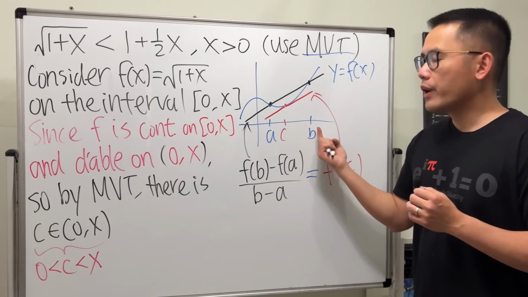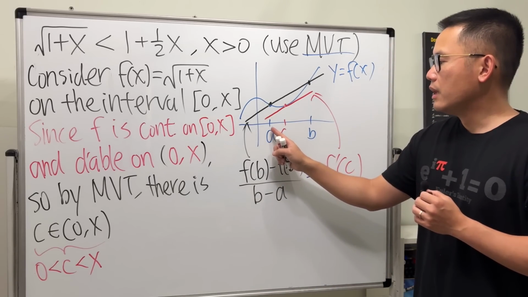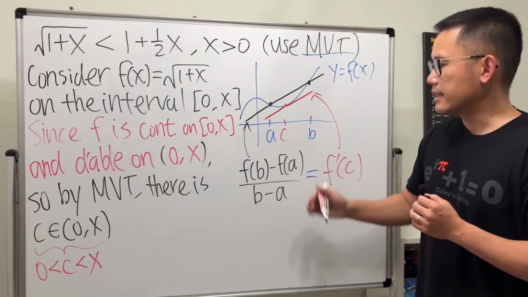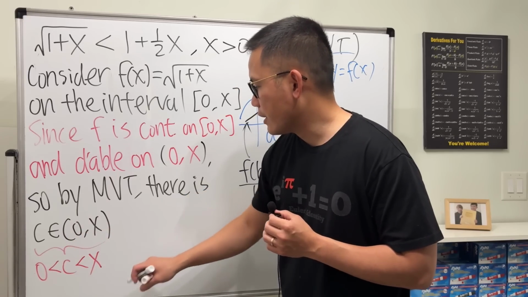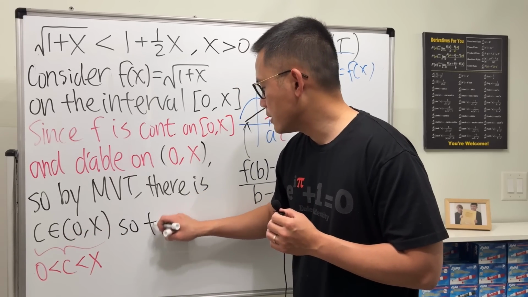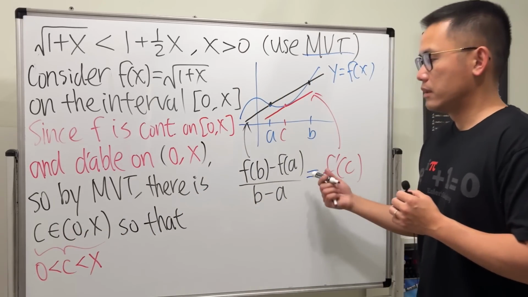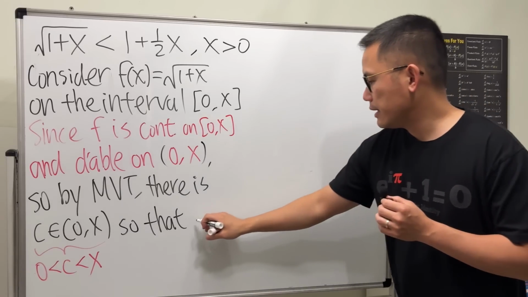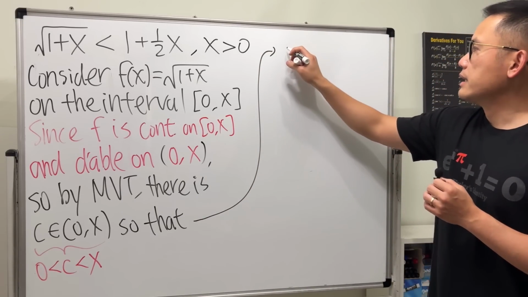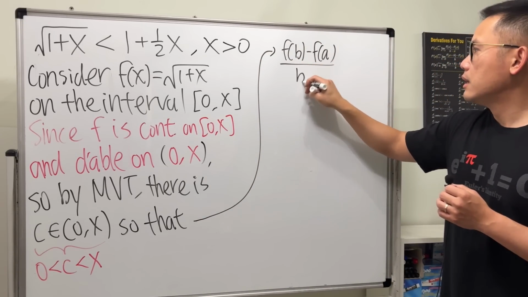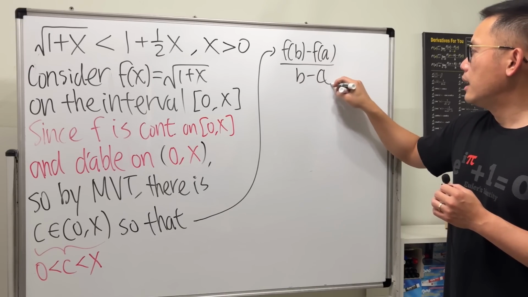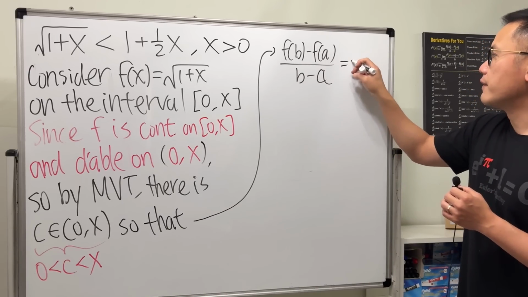Right? Meaning somewhere here, but we don't want the c to be on the endpoints, right? Not that. So there's a c value on this interval here so that this happens. And let me just write it down right here. On the left hand side, we have the usual slope formula. On the right hand side, we have the derivative of the function at c.